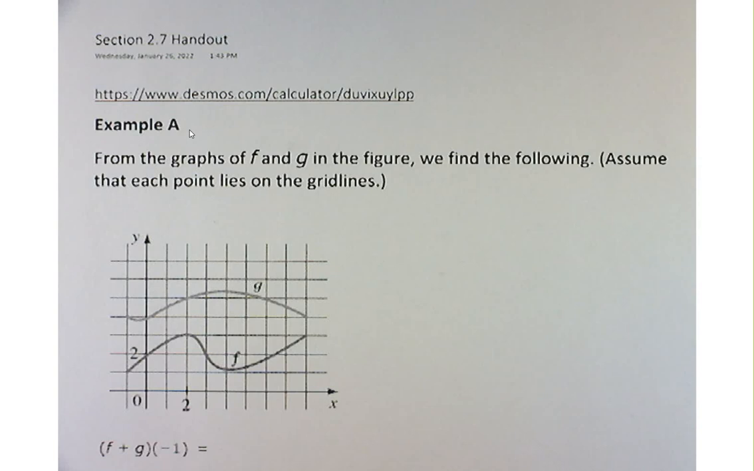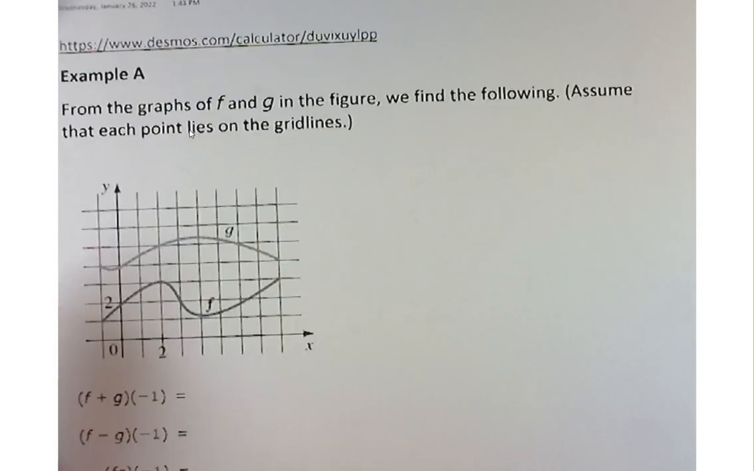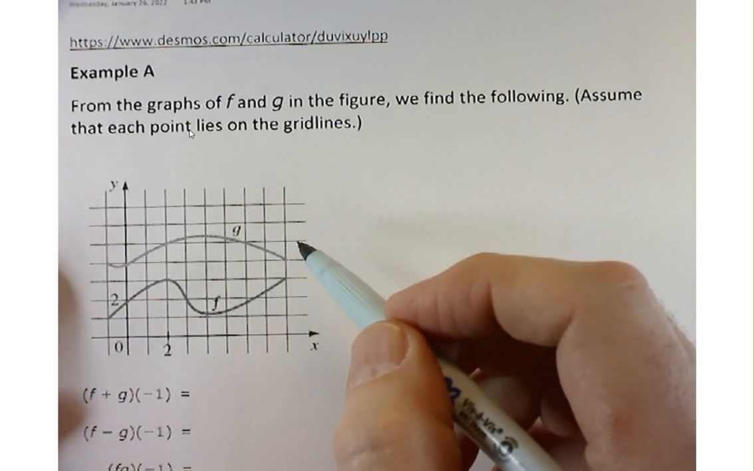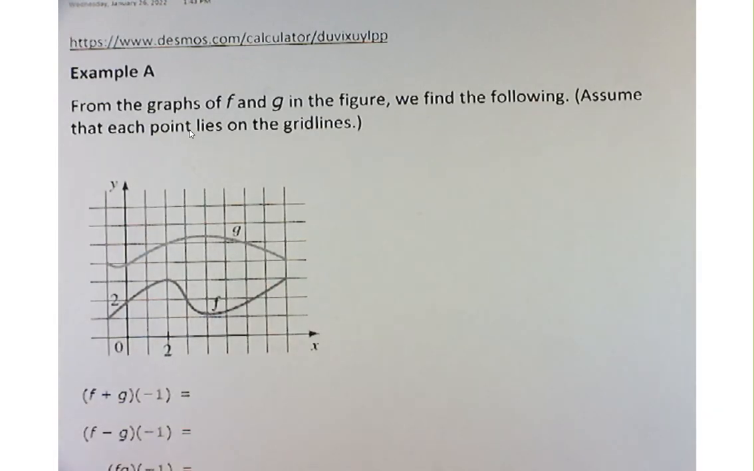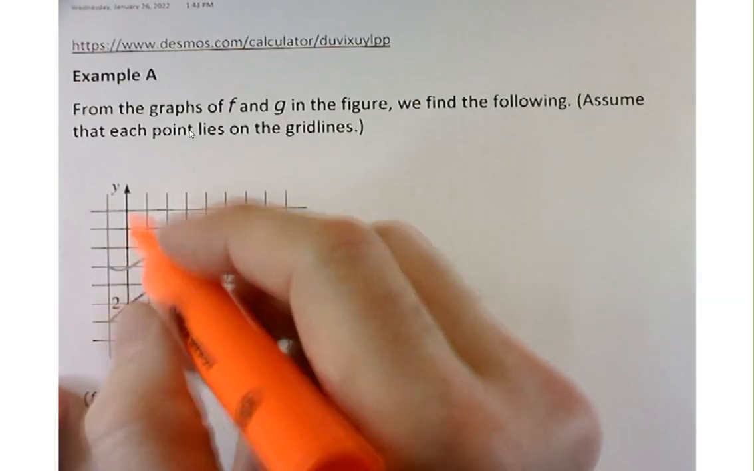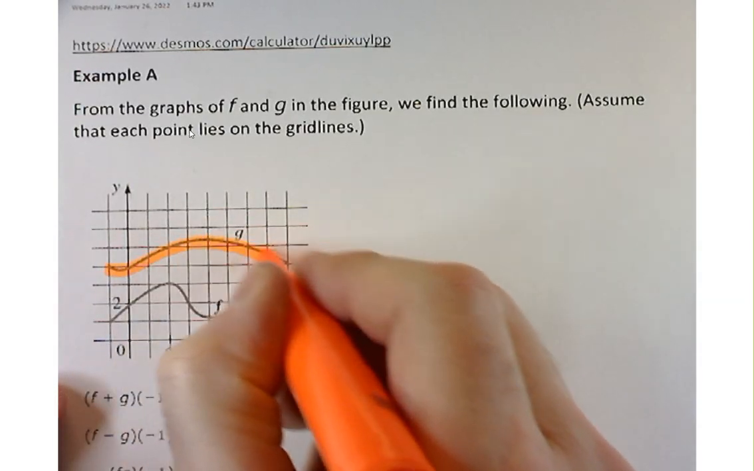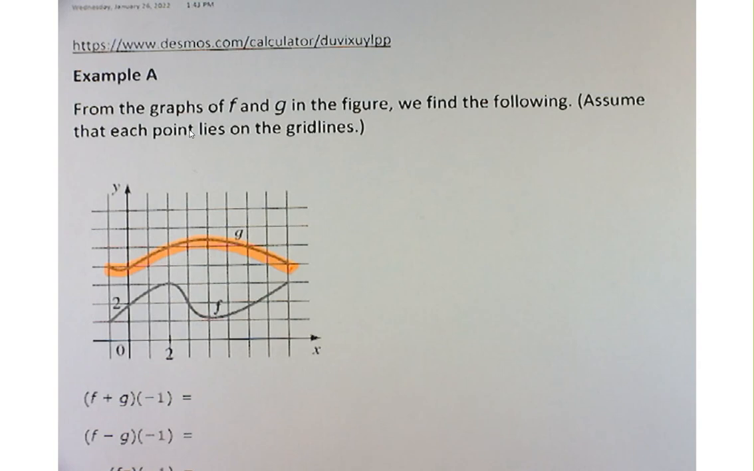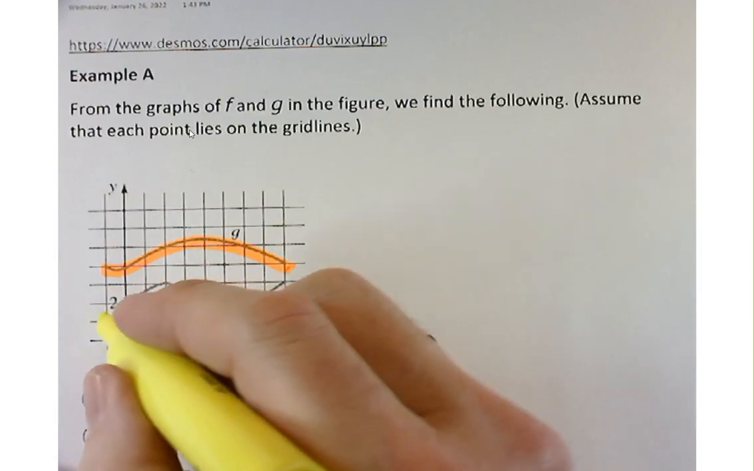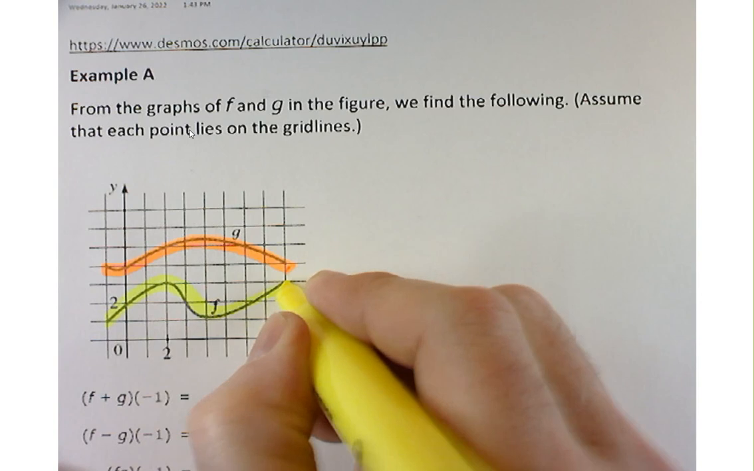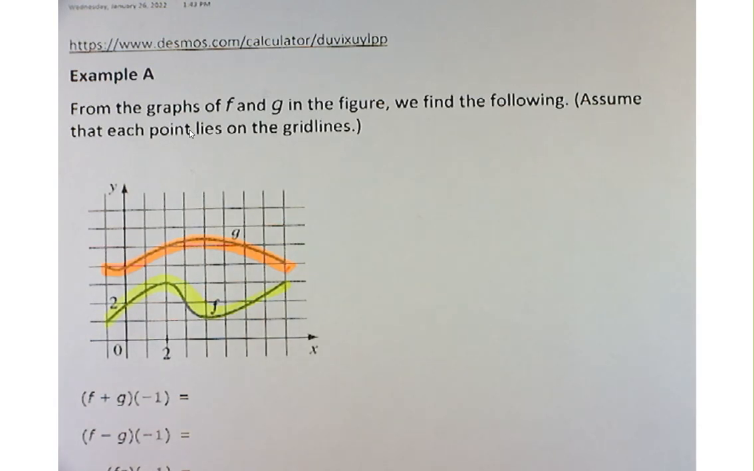Okay, so let's look at adding and combining functions in different ways. For instance, right here, for example A, we've got two functions, g of x and f of x. Let me highlight these a little bit to make them easier to read. The first part of this is actually asking: do you understand function notation? I'm hoping the answer is yes, but if it's not, then let's go through it.